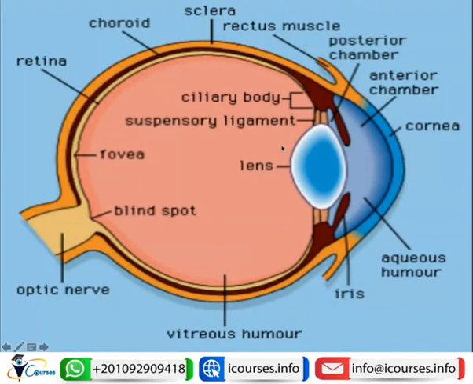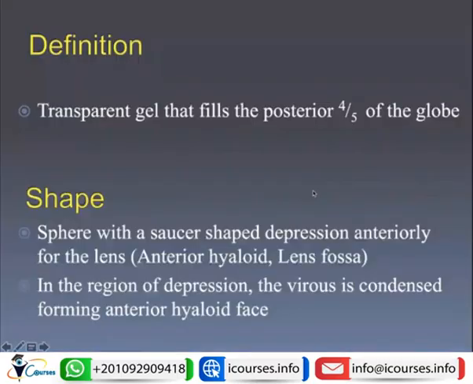The vitreous forms a sphere, but on the anterior surface it is depressed, as you can see here. This depression is called the anterior hyaloid fossa or the lenticular fossa because it is occupied by the lens. And anatomically, the vitreous in this area is condensed, forming what is called the anterior hyaloid face.